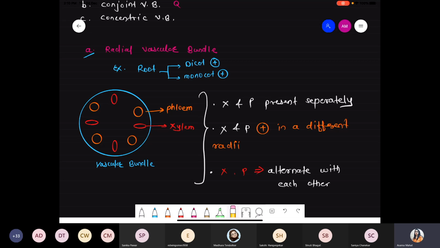So in such an arrangement where xylem and phloem are separately present, alternate with each other, and again present in different radii, such type of vascular bundle is called radial vascular bundle, very much common in the root of dicot as well as the root of monocot. Okay, clear this point? Any doubt about radial vascular bundle? You have to remember only these three sentences, that's it. Or you can remember a diagram also.